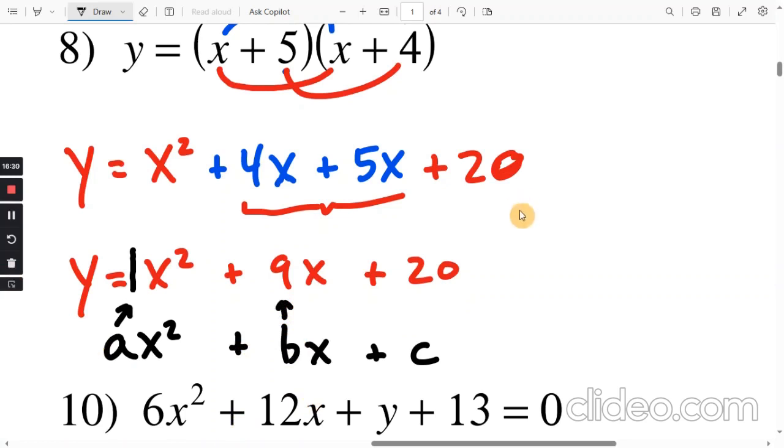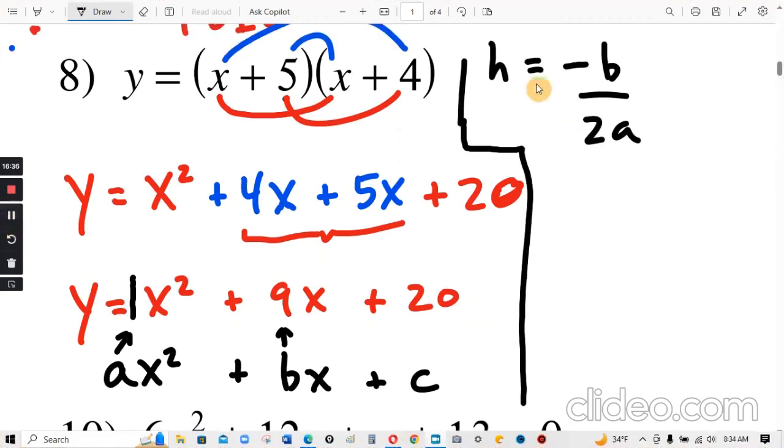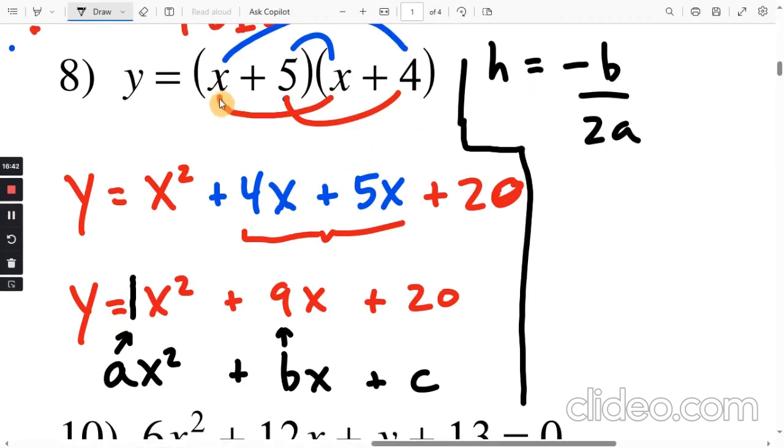You can use, let me see here. All right, you can use h as negative b over 2a with these values right here. Whatever you get for h, you plug it back in place of x, and then you can get the value of k. You might need a calculator.